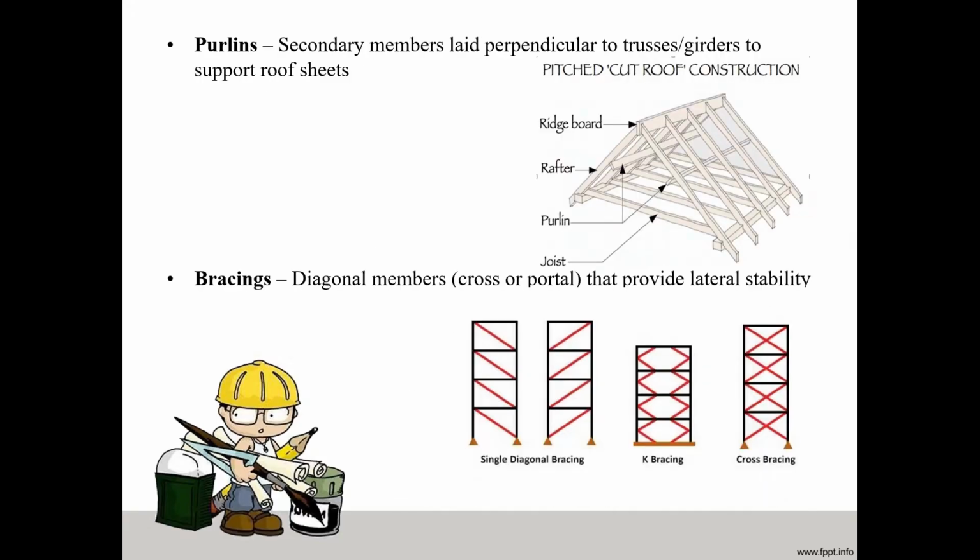Then the purlin, a secondary member laid perpendicular to the truss or girder to support the roof sheet. This is the purlin, laid perpendicular to the truss girder.